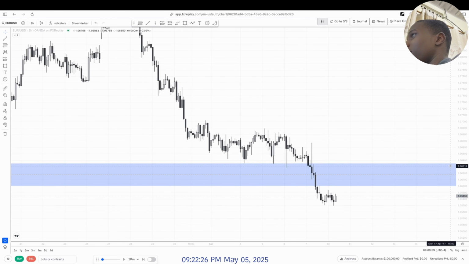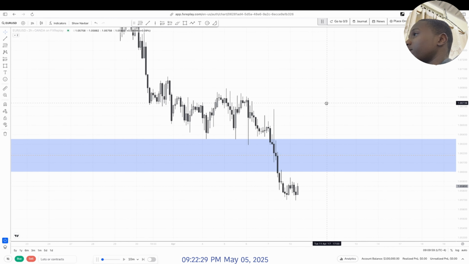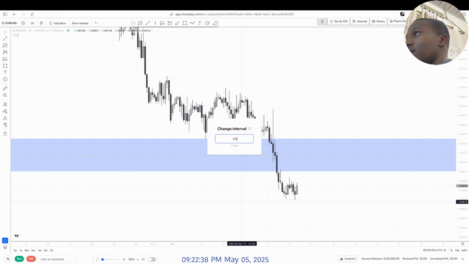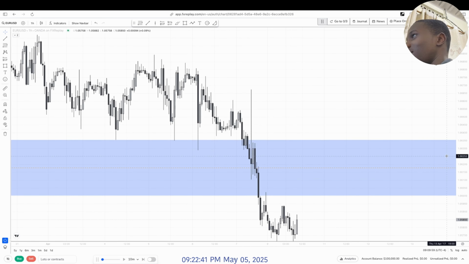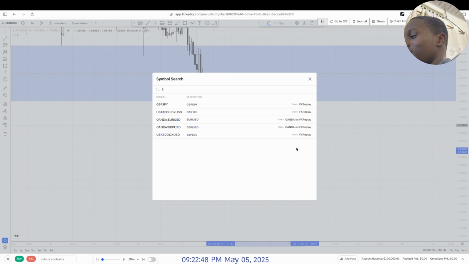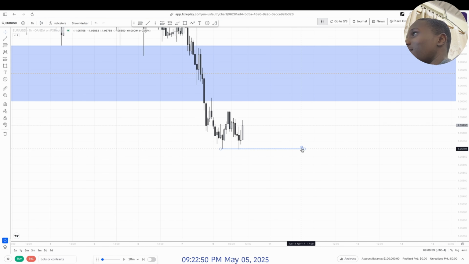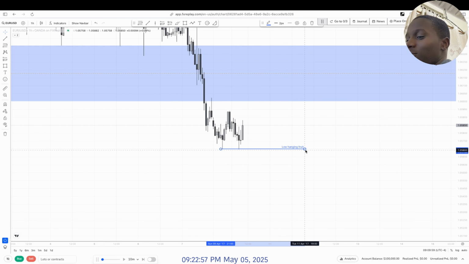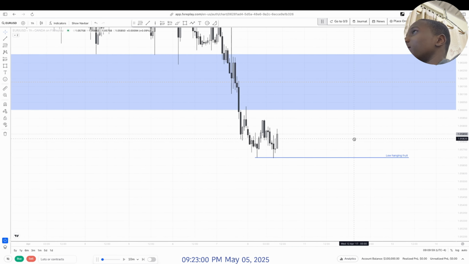At this time right here, first of all, we have liquidity resting below these lows. It's the low hanging fruit, as they usually call it. On the 1 hour, you can see a low hanging fruit right here. Very good low hanging fruit. This is also sell side liquidity. I feel like I should name it low hanging fruit. Yeah, great.